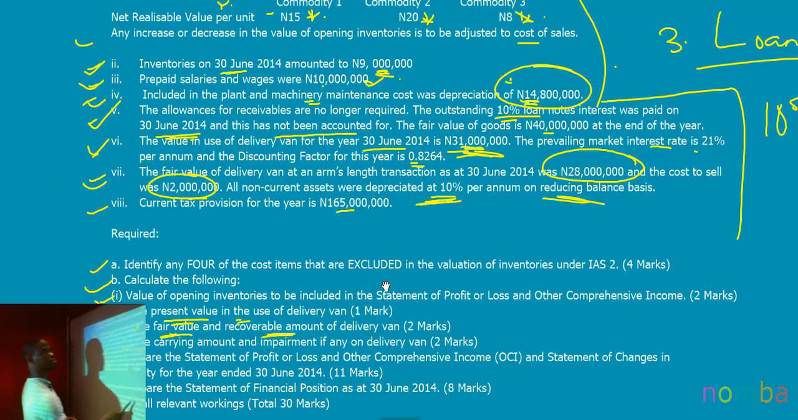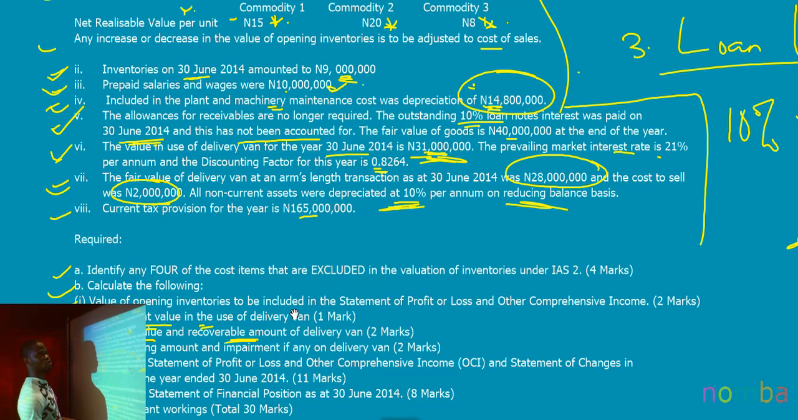We're now told that the fair value of goods is 40 million. This 40 million is the fair value of the inventory. The carrying amount of the inventory is 9 million. This is the fair value. Definitely, we are going to recognize this 9 million and not this fair value. The delivery van for the year to 31st, we have already worked everything about delivery van because they already asked questions on it. And that's what note 6 and 7 is talking about.